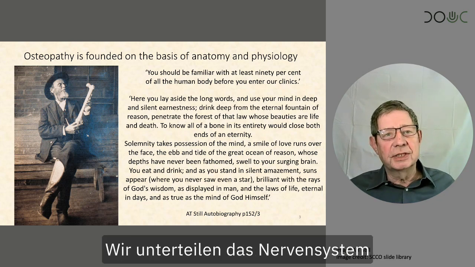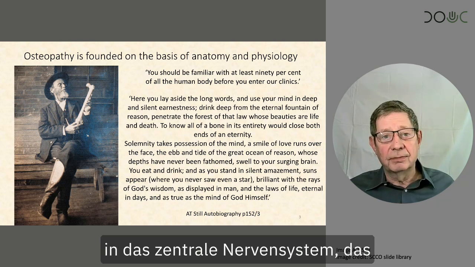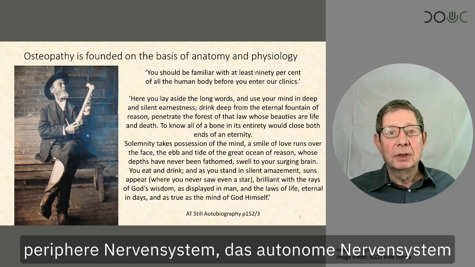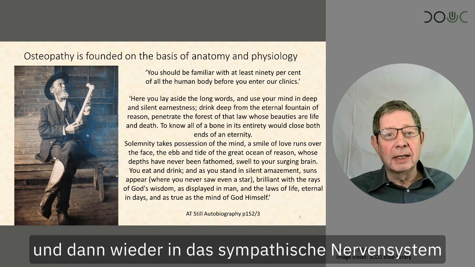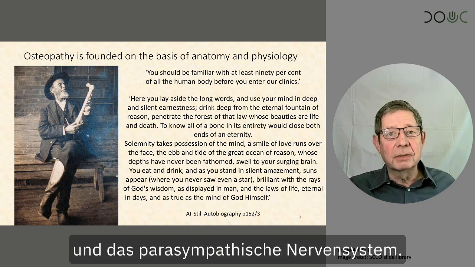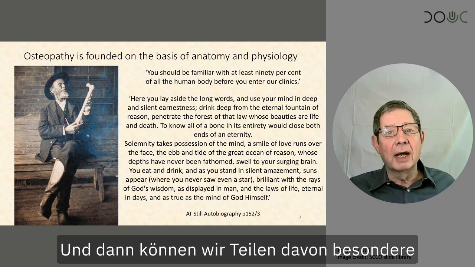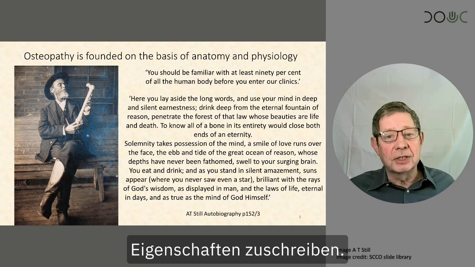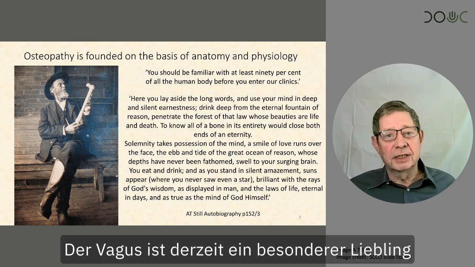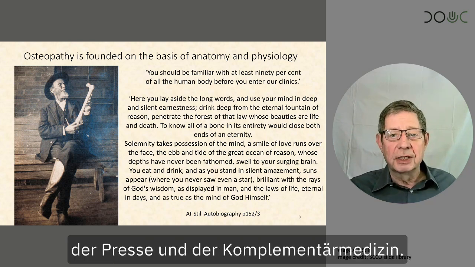We break the nervous system down into the central nervous system, the peripheral nervous system, the autonomic nervous system, and then we break that down again into the sympathetic nervous system and the parasympathetic nervous system. And then we may ascribe special properties to parts of it. The vagus is a current special favourite of the press and complementary medicine.